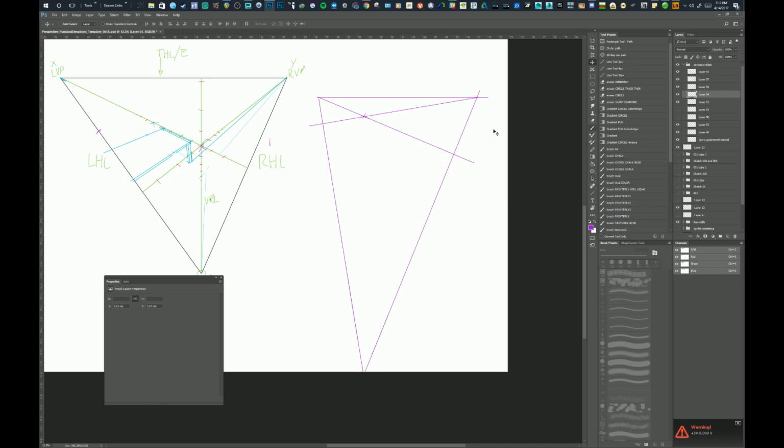Oh man, sorry you guys, I accidentally didn't create a new layer. All right.